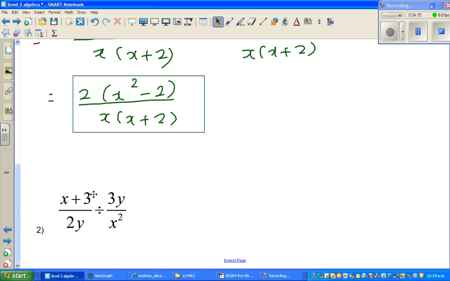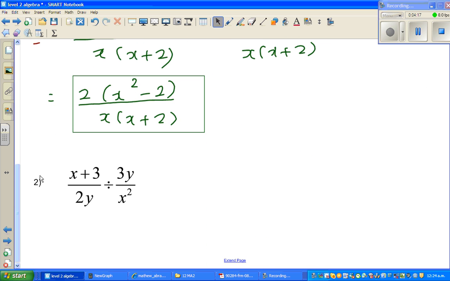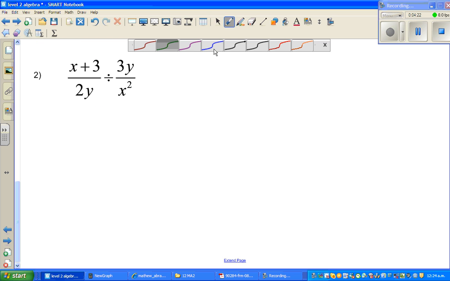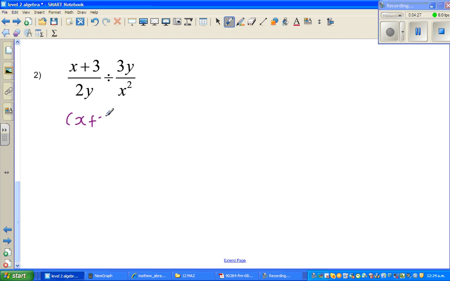Now, here it is a question of division. Let me scroll up. I'll write the first step like this: x plus 3 over 2y. When you divide, you can change this division into multiplication, but then these two numbers will swap over. That means the denominator will become the numerator, and the numerator will become the denominator. Now you may wonder, how does that happen?